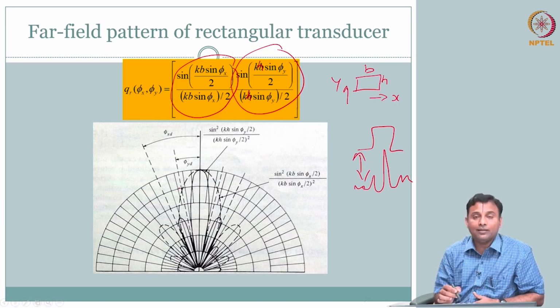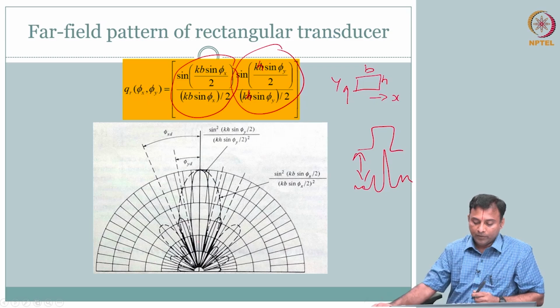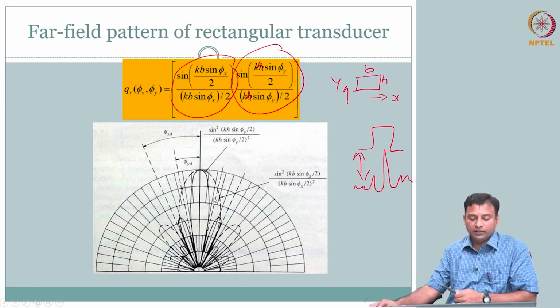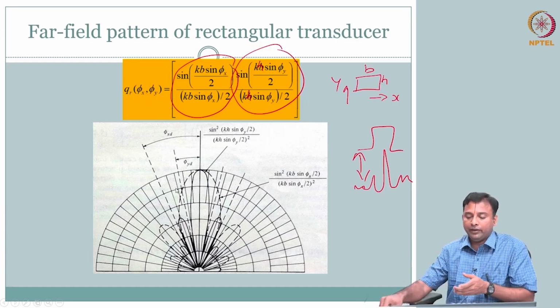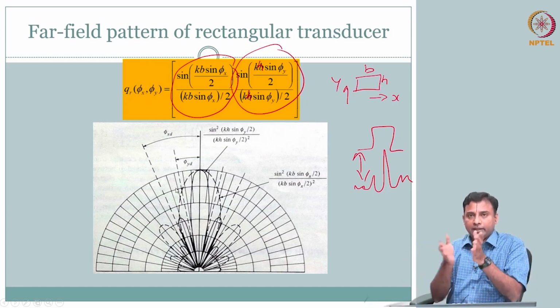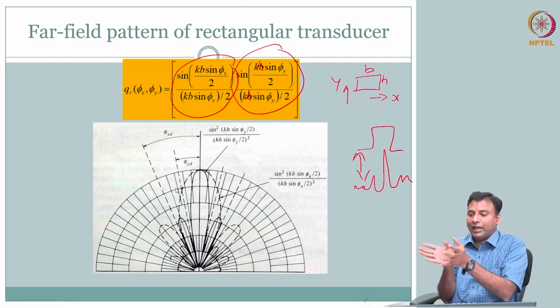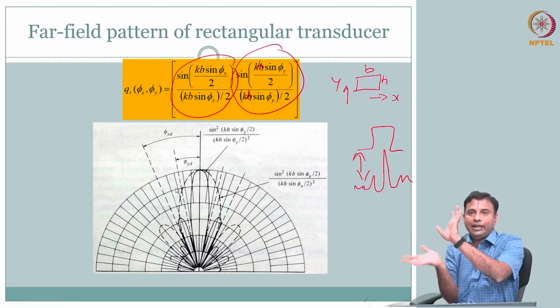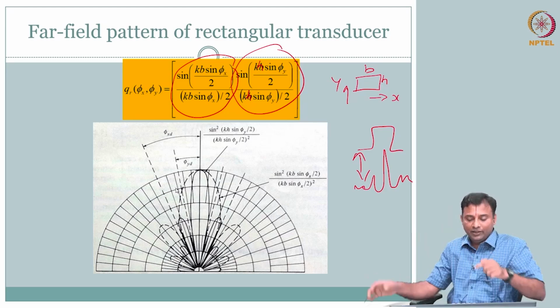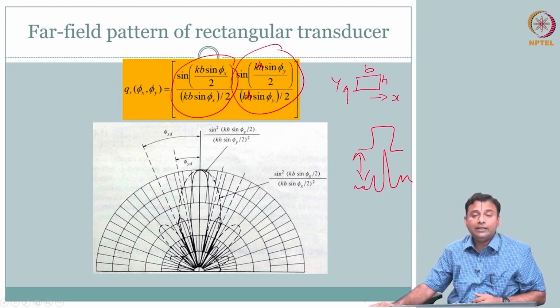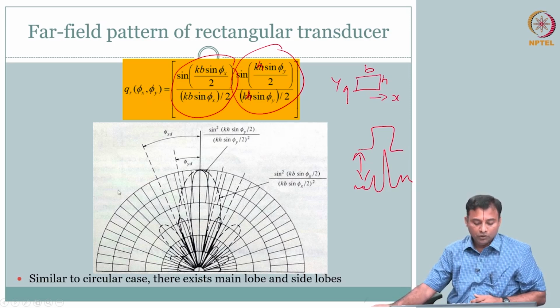So, look at the beam pattern. Wherever it is, you have two of them, because one is for one sinc function, the other is for the other sinc function. You notice the divergence is different in the different directions. When it comes out it is 3D. So you can have lateral and elevational, each determined by the respective dimensions h or b. To summarize, this also exhibits a similar case to circular, with main lobe and side lobe.